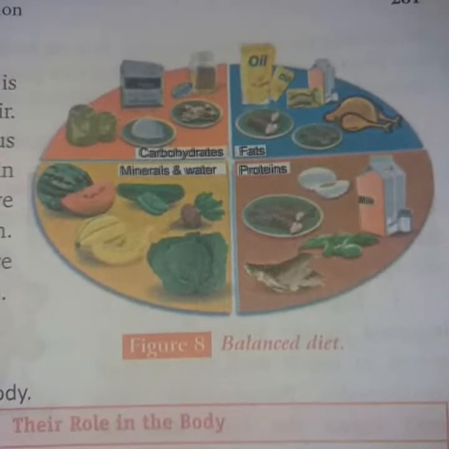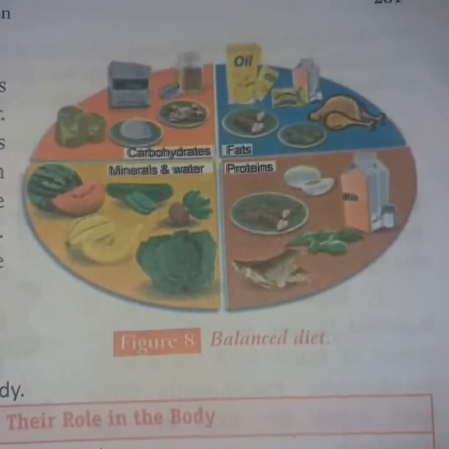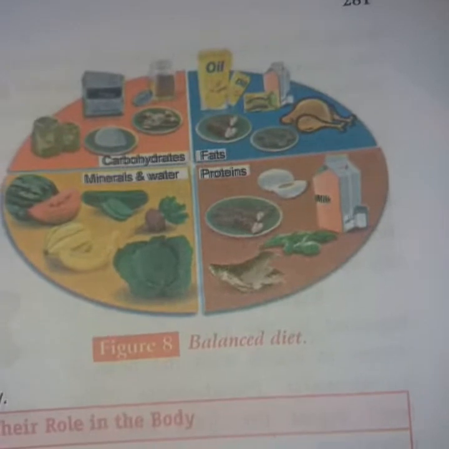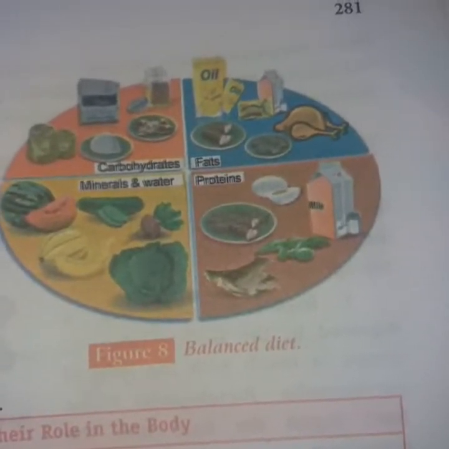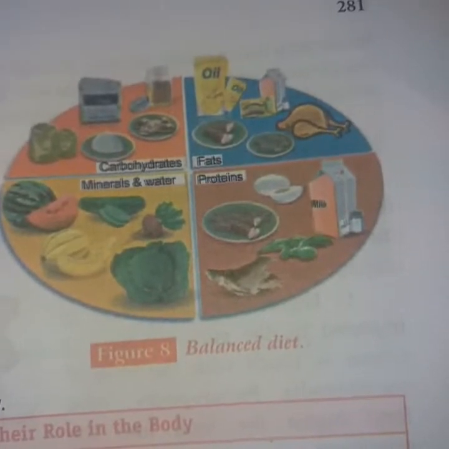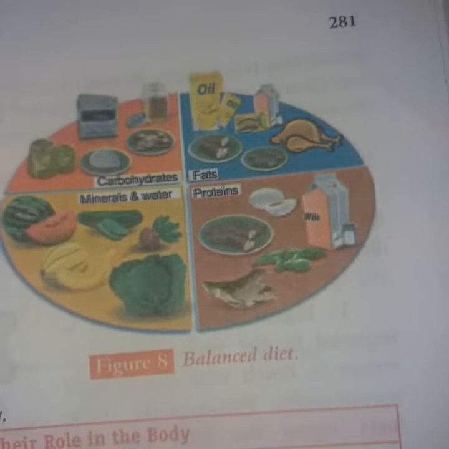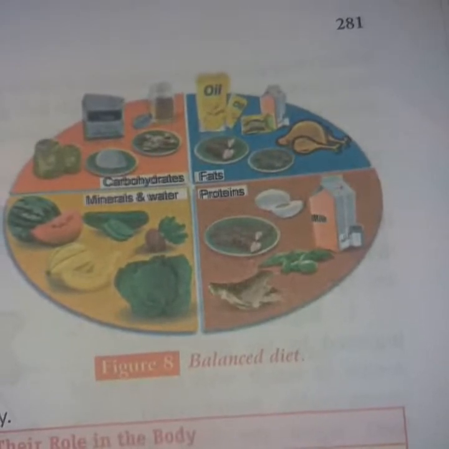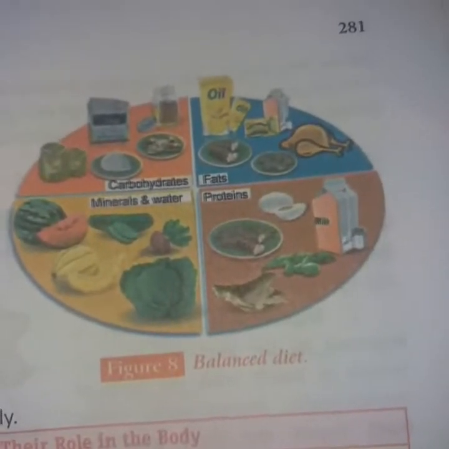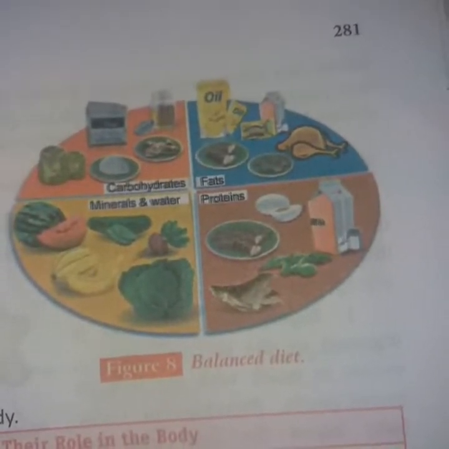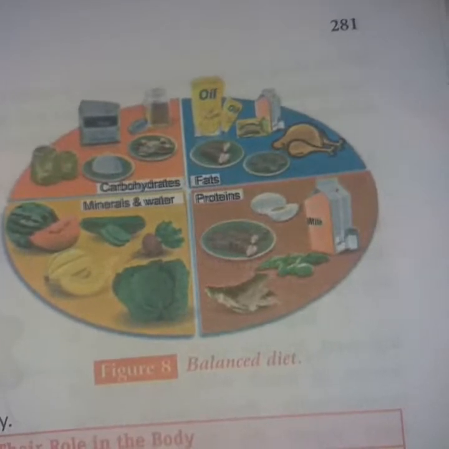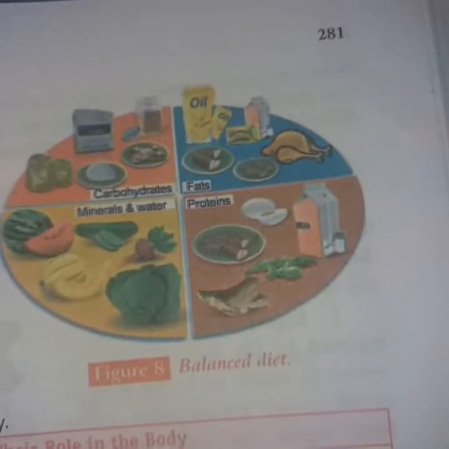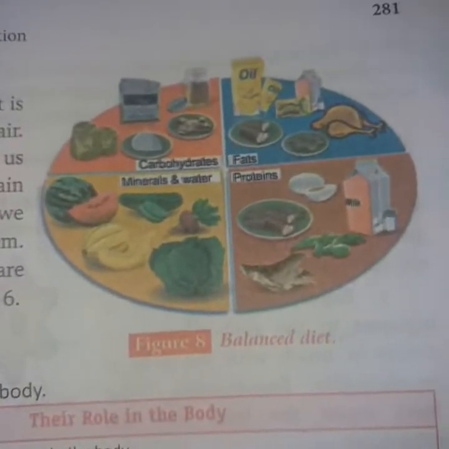So this chart is a chart of a balanced diet. Food contains energy, chemical substances that are needed for growth, development, reproduction and repair. We need to eat a balanced diet that provides us sufficient amounts of essential nutrients to maintain good health and organ functions. With a balanced diet, we maintain a healthy weight and a strong immune system.